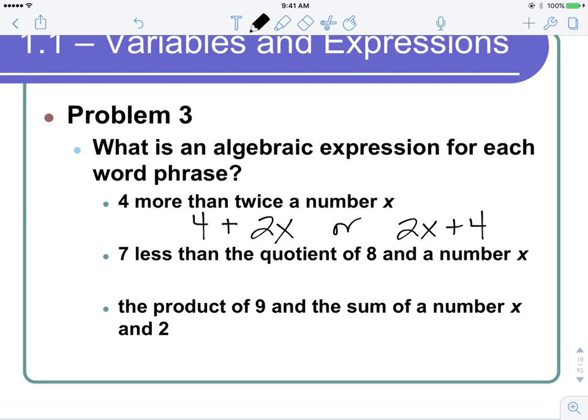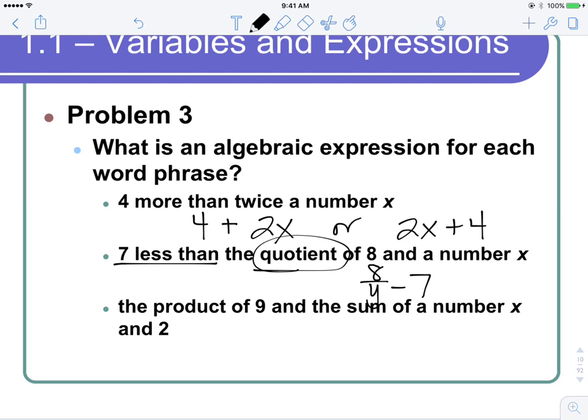7 less than the quotient of 8 and a number x. We're taking 7 away from this quotient, so the quotient needs to be done first. So we will have 8 divided by x minus 7.